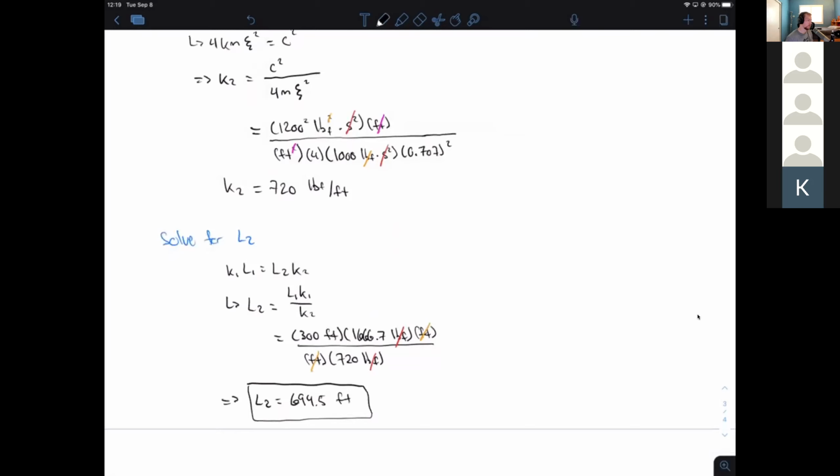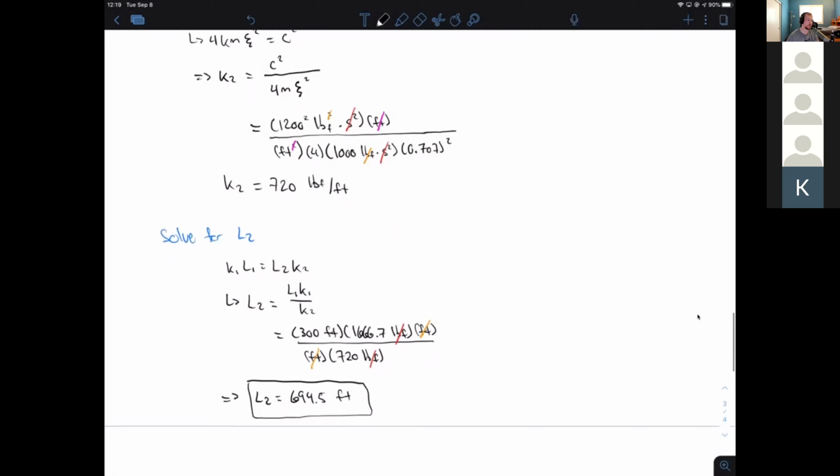Okay, so there we go. Let's have a little bit of review here. For the first cable, we had a length of 300 feet, and the cable stiffness was 1,700 basically. Our second cable has a length of 695 feet, and that cable stiffness is 720 pound force per foot. So that's going to let us have a lower maximum force on the cable, and you'll see that once we do the simulation. Were there any questions on this?